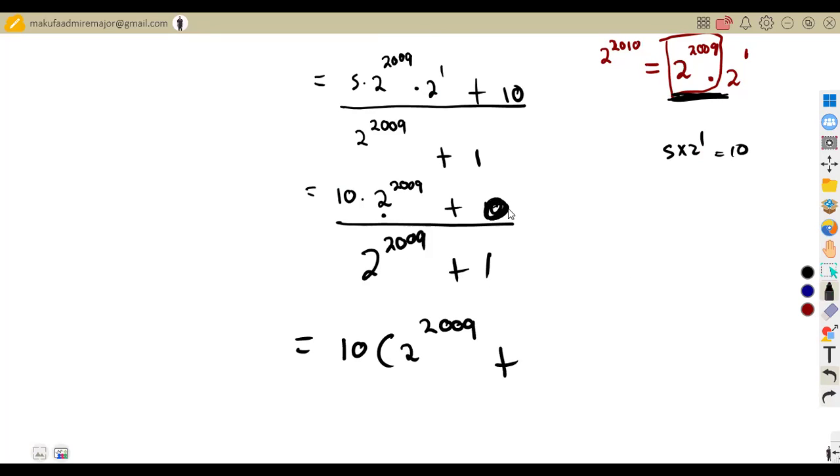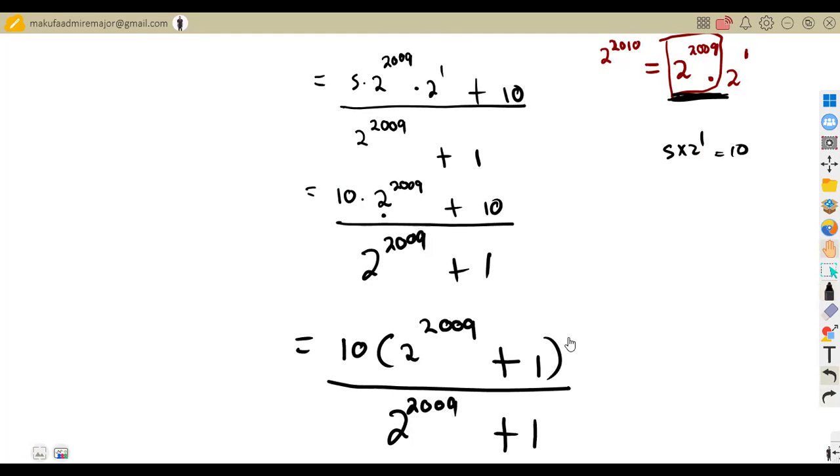Plus, if we divide by 10 here, 10 divided by 10, we get what? We're going to get a 1. So meaning to say here, we are going to get a 1. Everything over what? There's nothing common here, so we're just going to write it as it is: 2 to the exponent of 2009 plus 1.